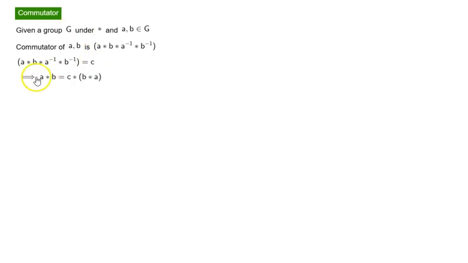Now that implies A times B is equal to C times B times A. How did we arrive at that? We right multiply both sides by B. So B inverse times B gives us E. On this side, we get C times B. Now we right multiply both sides by A. So we end up with A inverse times A, so that is E. On this side, we end up with C times B times A. And here we are left with A times B.